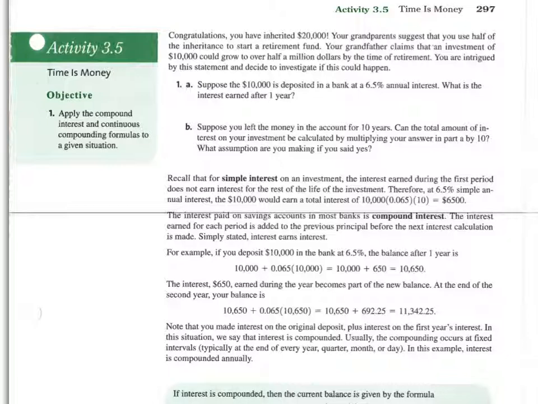If I take my initial $10,000 and multiply it by 0.065, my interest rate, I would end up making $650 that first year. That's just the actual interest earned, not the total amount I'm going to have at the end. Now let's say we left it in the account for 10 years.